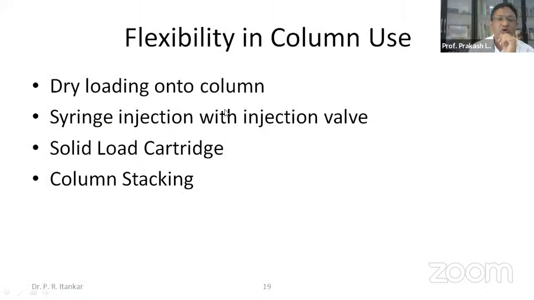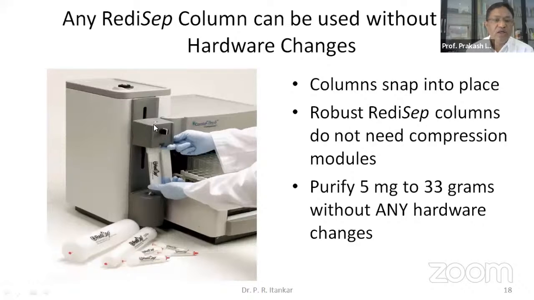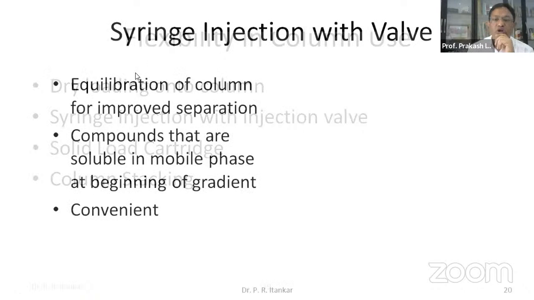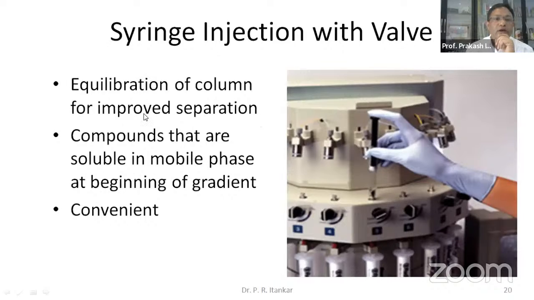For dry loading onto the column, if your sample is dry, yes, you can have it on the top of the column, but there is a space in between, right? This handle is there, and then dry loading can be done in another capsule that you will see. If you have a liquid sample, then you can have a syringe injection again at the top of the column. A solid load cartridge is there, or column stacking is there. If you have a larger quantity of sample, you can have the stacking of the columns as well.